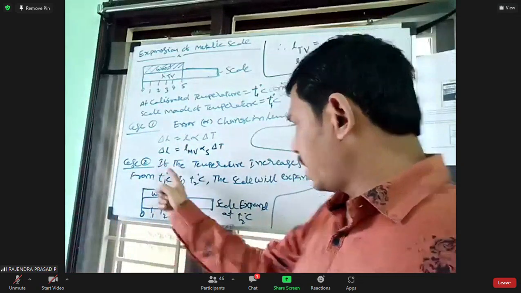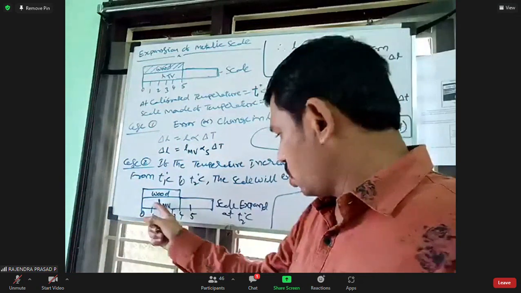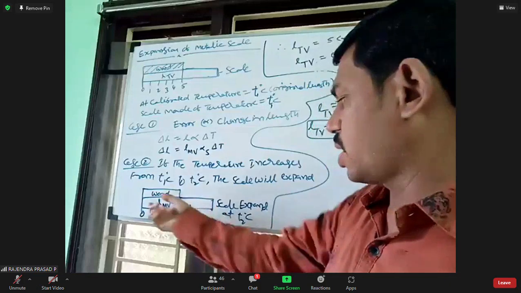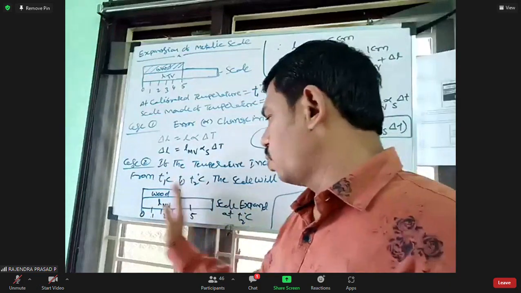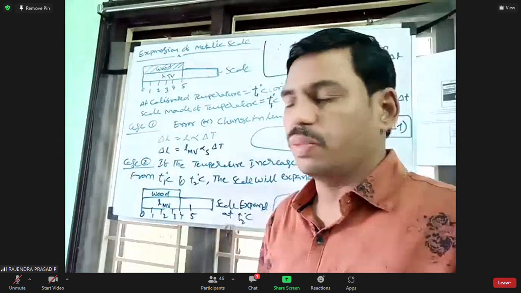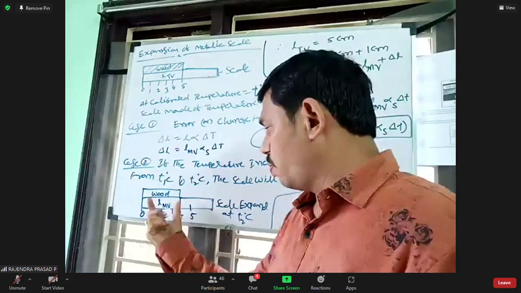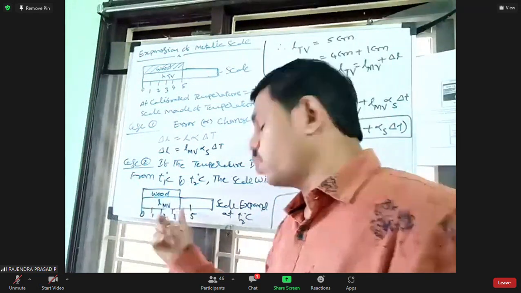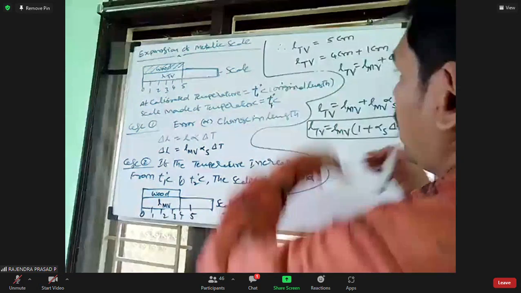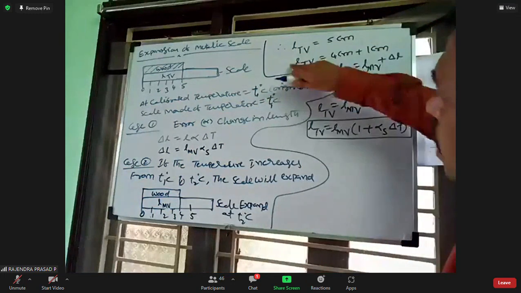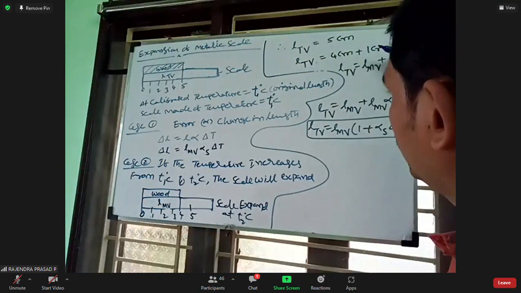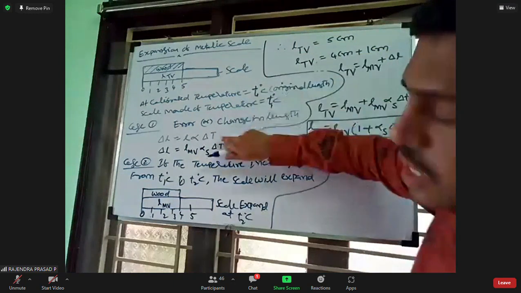Second one: if the temperature increases, the scale expands. Scale expands means the wood is measured at 4 centimeter only. So actually the wood is the same without any change, but it shows only 4 centimeter. So L true value is equal to 5 centimeter. L true value equals 4 centimeter plus 1 centimeter. So 1 centimeter is considered as the error.